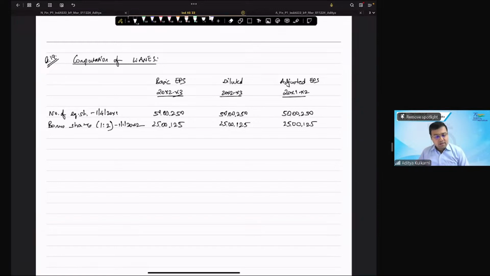So here also it is 25 lakh 125. Are we okay with this? Any doubts? No, sir. No doubts. So let us proceed further.